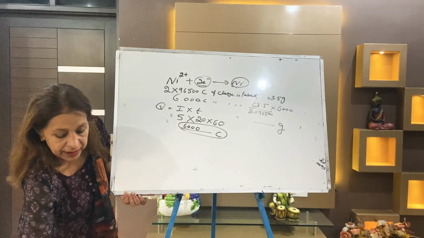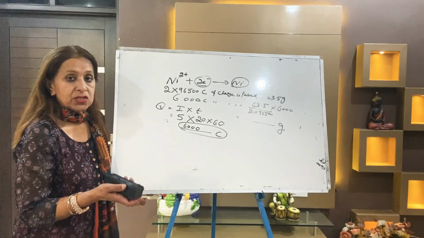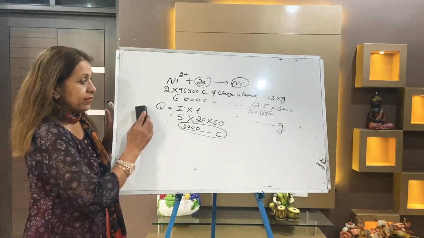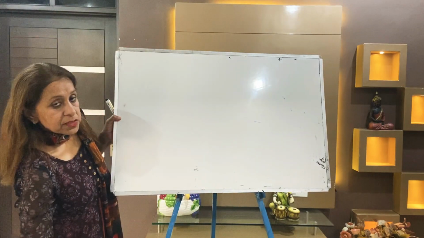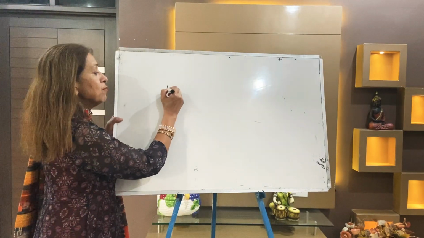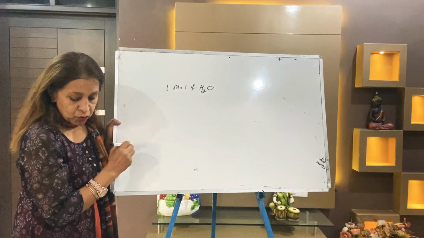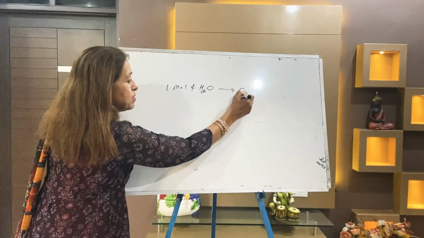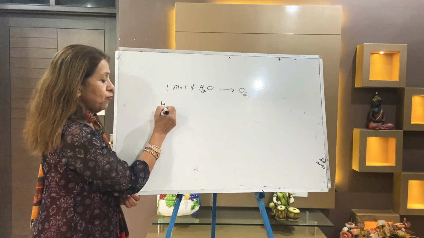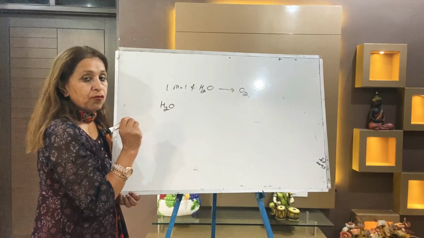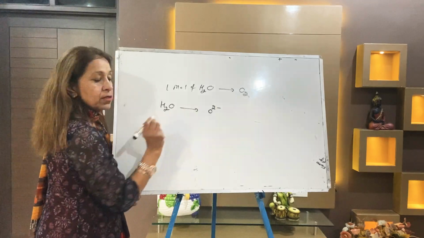Now in numerical 14, which is an objective type numerical, they are asking how much electricity in coulombs is required. For what purpose? First I'm taking, they are saying, 1 mole of water to oxygen. That means they just wanted to electrolyze 1 mole of water. Do you know 1 mole of water has oxygen? It is, you know, 2H+ and O2-.